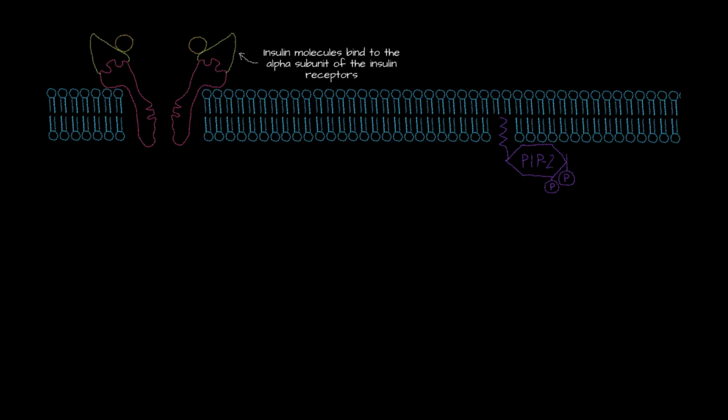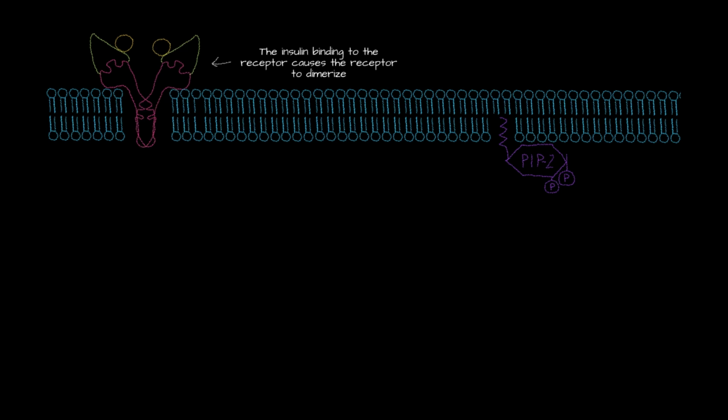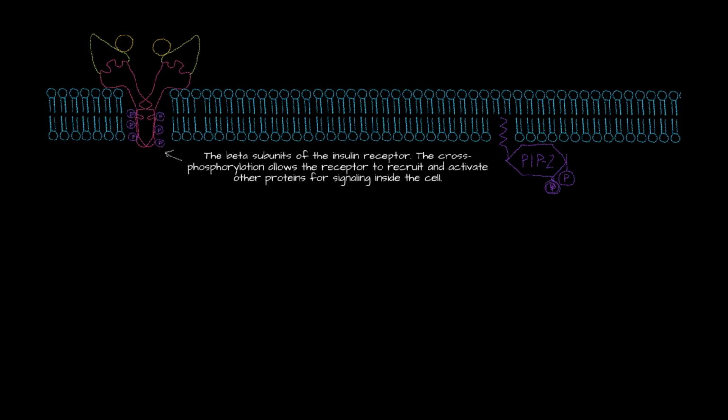The free insulin molecules bind to the alpha subunit of the insulin receptor. This causes the receptor to dimerize, which means that the receptor pairs with another receptor to form a functional unit. This activates the receptor's tyrosine kinase domains, which phosphorylate, or add phosphate groups to, specific tyrosine residues on each other. This process is called cross-phosphorylation, which enhances the receptor's activity, allowing it to relay signals inside the cell.